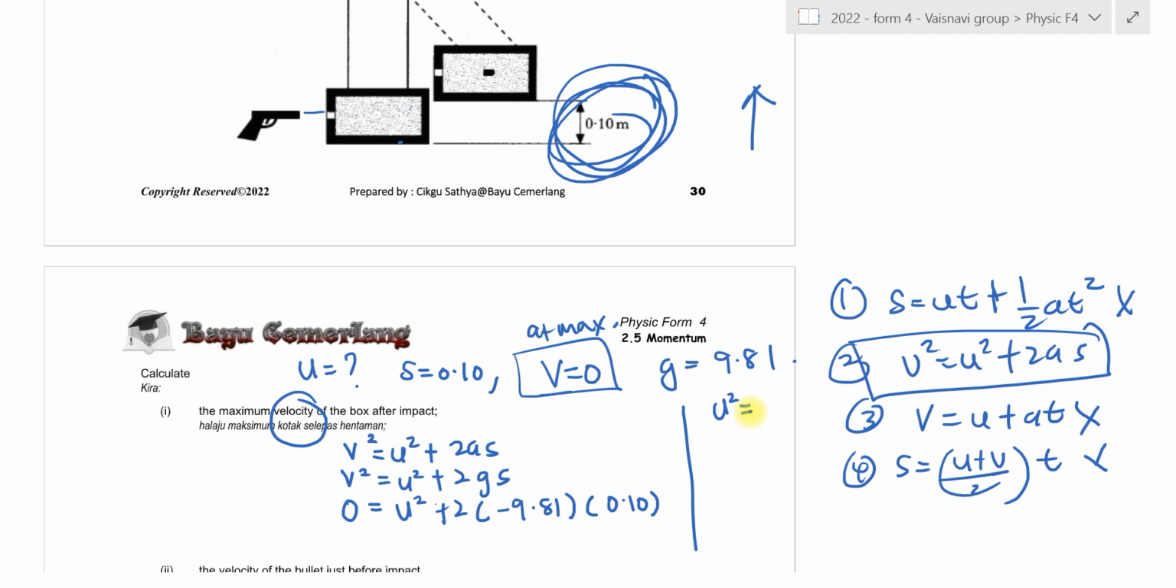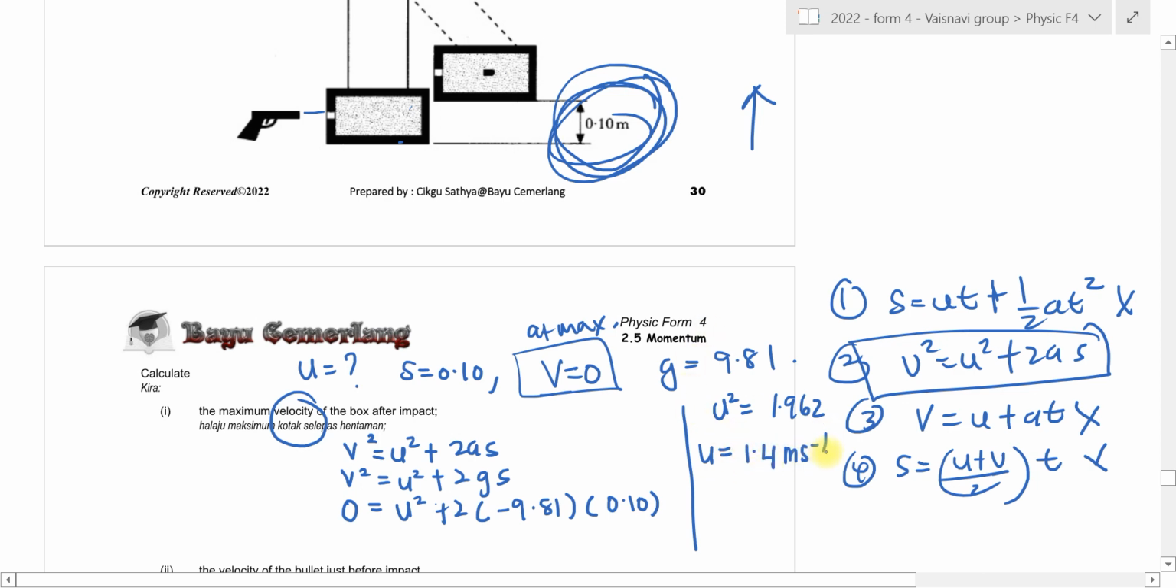1.401. Okay, wait U square you dapat 1.962. Okay, square root U, 1.4. Betul lah? 1.4 lah. 1.400, 1.4 lah tu. 1.4 ms negatif 1. Okay.